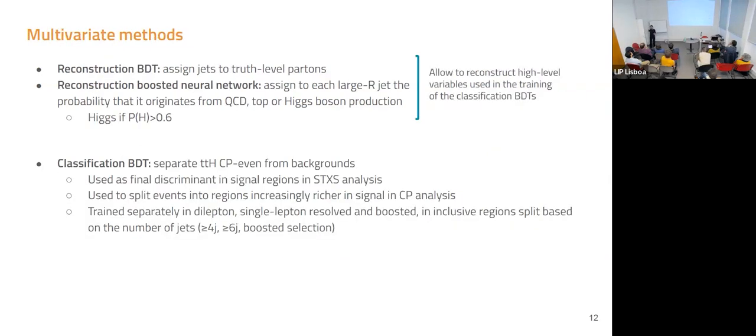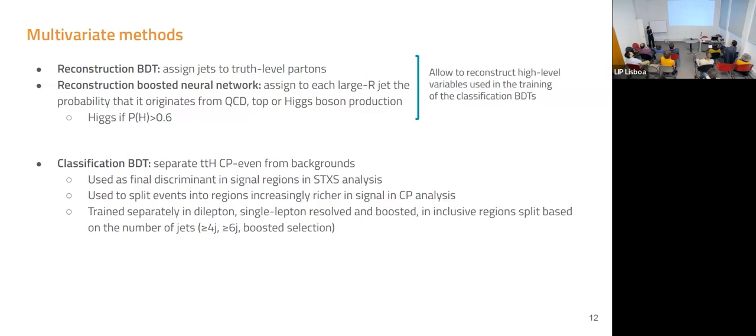Because we have such a complex final state, this analysis relies heavily on multivariate methods, and we use them mainly in two steps of the analysis. First, in the reconstruction, and by reconstruction what we mean is taking the final state particles and combining them together to get the momentum of the intermediate particles, the W's, the tops, and the Higgs boson. For this we use either a BDT or a boosted neural network, depending on if we are in the resolved or in the boosted regime.